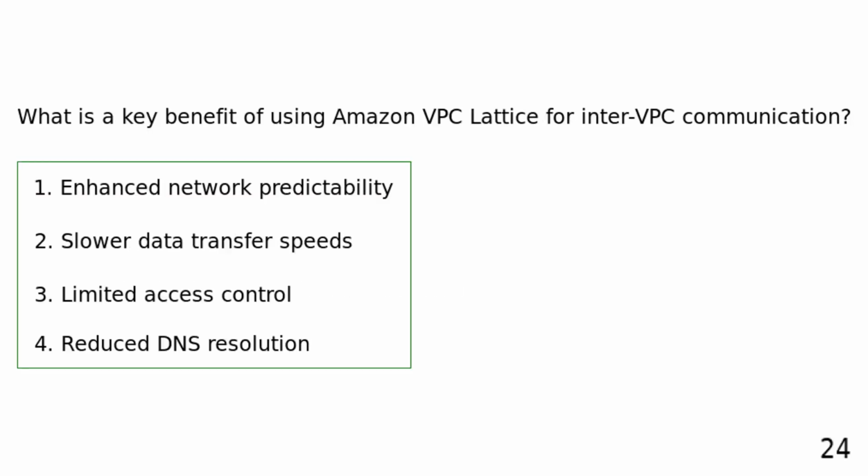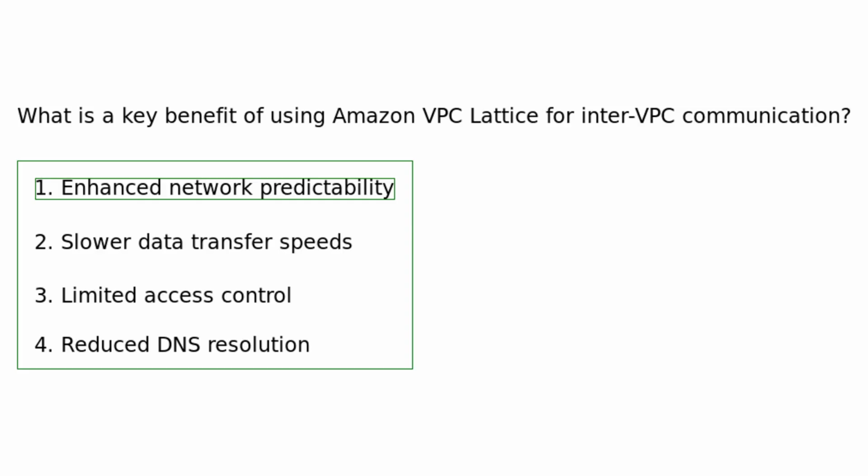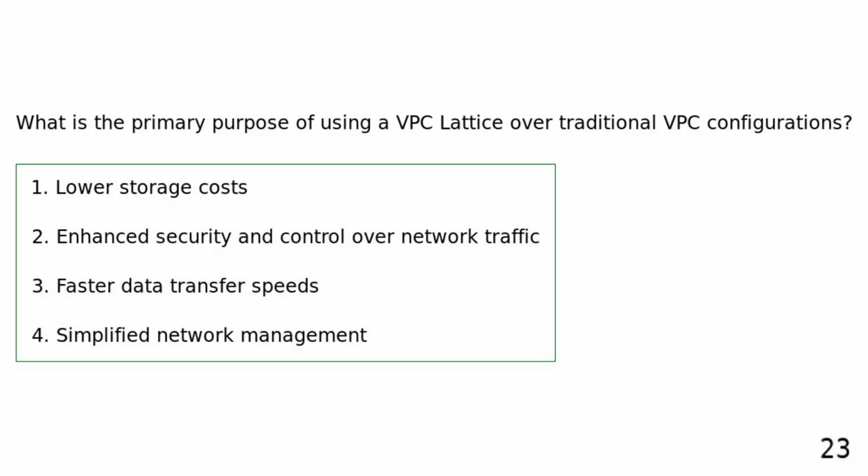What is a key benefit of using Amazon VPC Lattice for inter-VPC communication? Enhanced network predictability. Slower data transfer speeds. Limited access control. Reduced DNS resolution. A key benefit is enhanced network predictability through the establishment of direct communication paths.